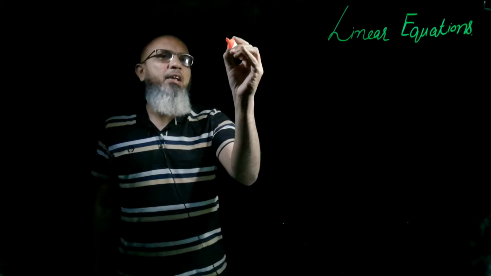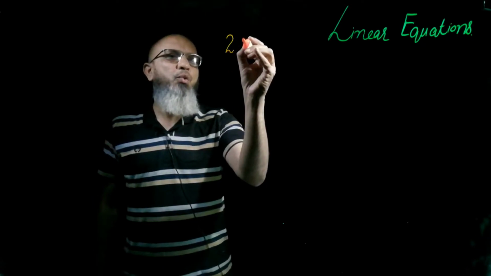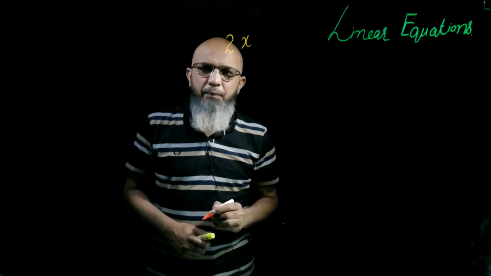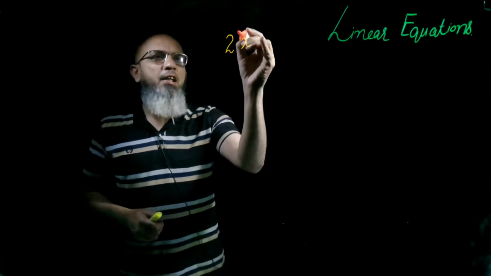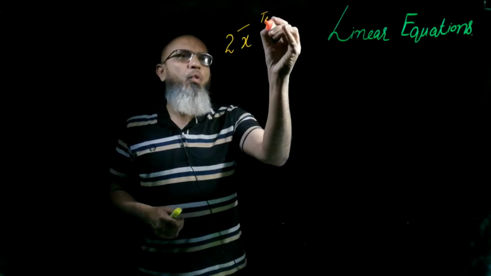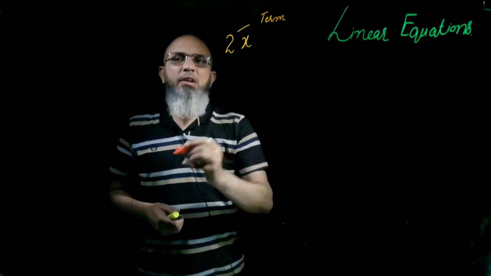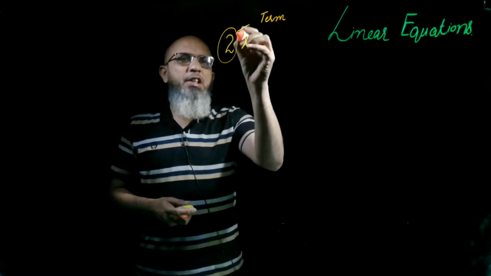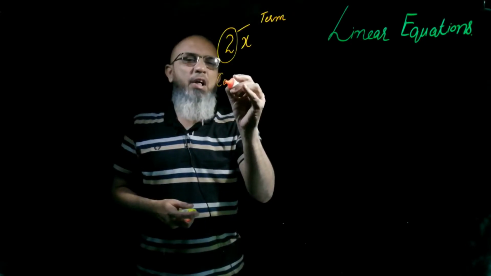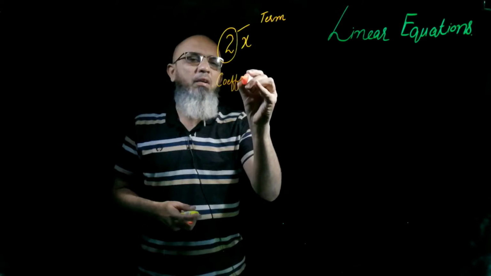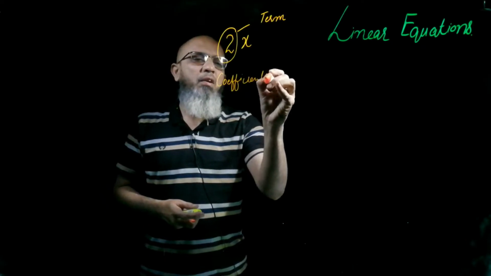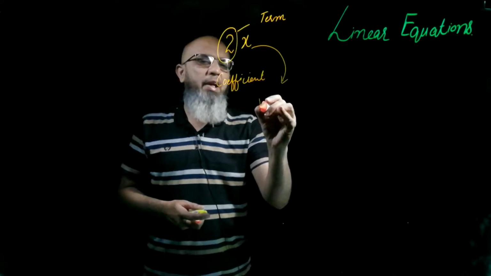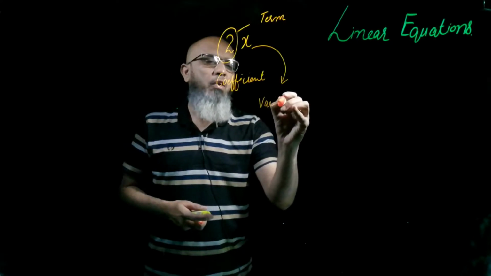First of all, just look here. I write something: 2x. What is this? That is called an algebraic term. And in an algebraic term, this is called the coefficient. And this is called the variable.